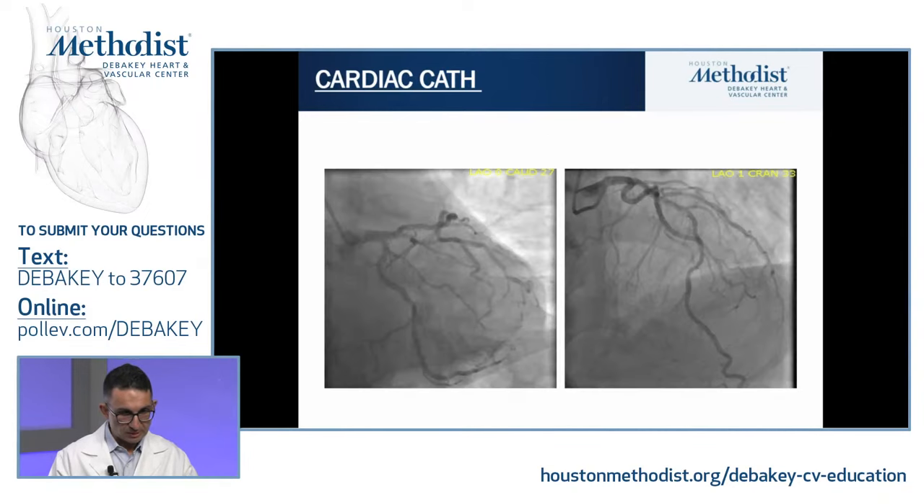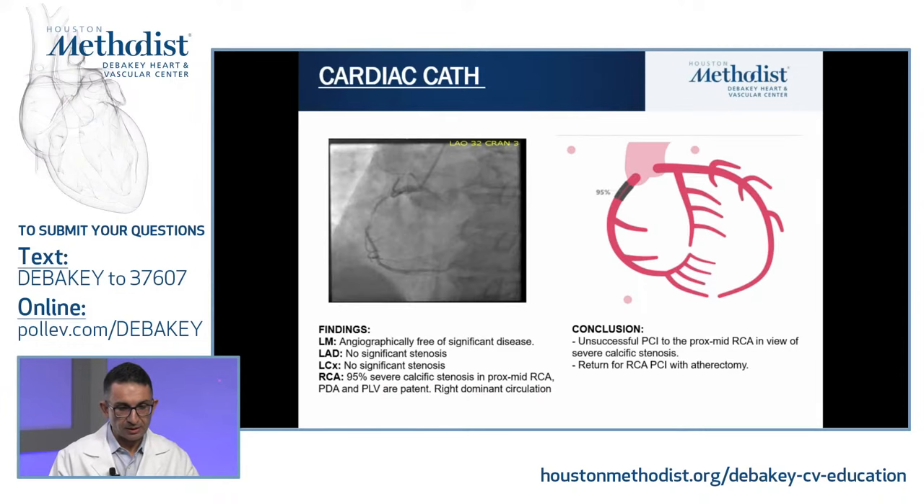So this patient also underwent a cardiac cath. The left side system did not show any significant obstructive disease. However, the right coronary artery had a high-grade stenotic lesion in the proximal RCA, and the patient had an unsuccessful PCI initially, and then came back and got a PCI with atherectomy to the proximal RCA.